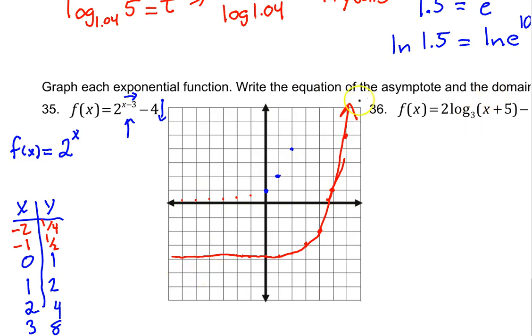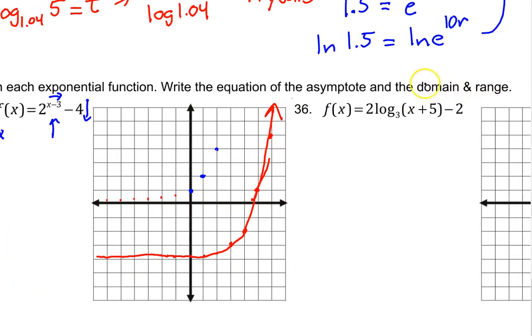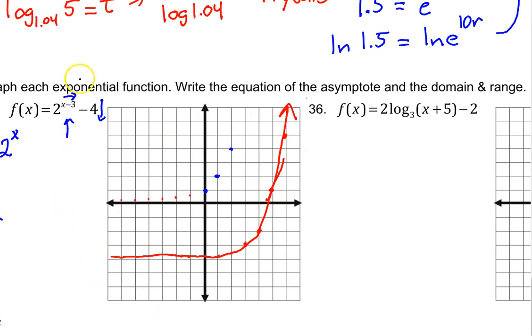It does ask for the asymptote. So again, the asymptote here would be negative 4. And the domain and range. Domain's going to be any number. We can plug in any number into here. So the domain will be all reals. So we can raise a number to any power. Positive, negative, 0. Does not matter. So domain's all reals.